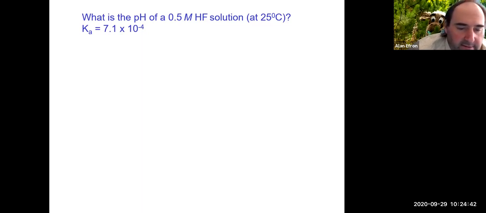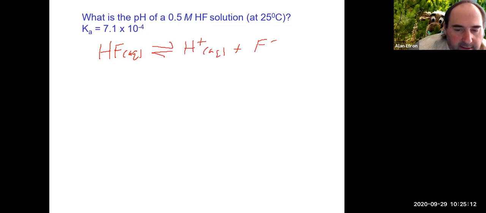So the first thing we want to do is just have our reaction here. It helps to start with what we're starting with, which is HF. So HF, again, is going to be a weak acid, so we have arrows going in both directions here. I'm just going to write it as H plus and F minus here.